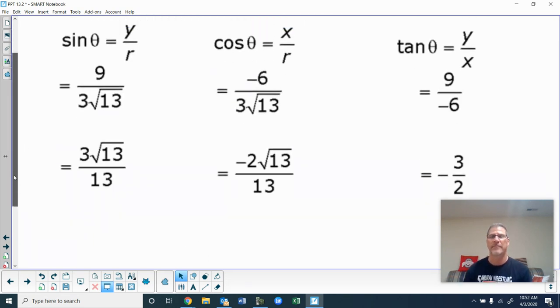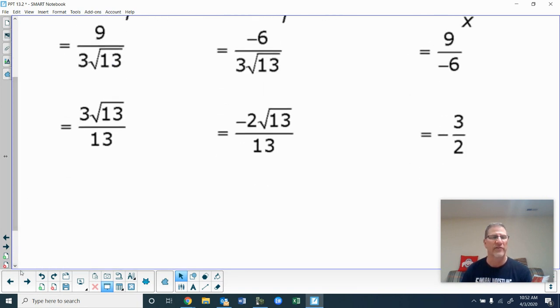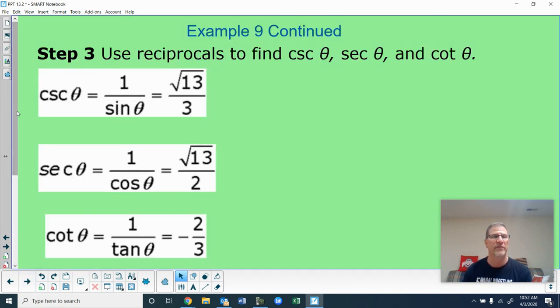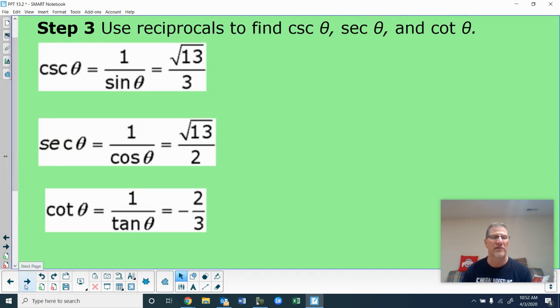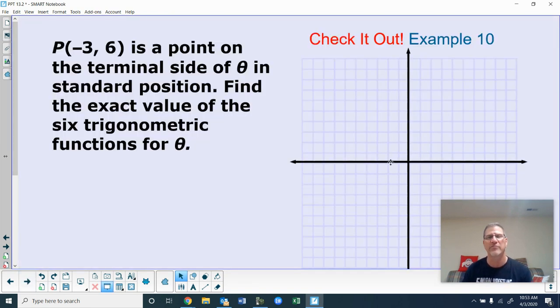Okay. They reduced them all. That's sine, cosine, and tangent. And then the next slide will be the other 3. All right, so they're written out on those second 2. All right, because r is a distance, it's always positive. So no matter if x and y are negative or positive, that's okay. R, always, always, always positive. Always remember that.